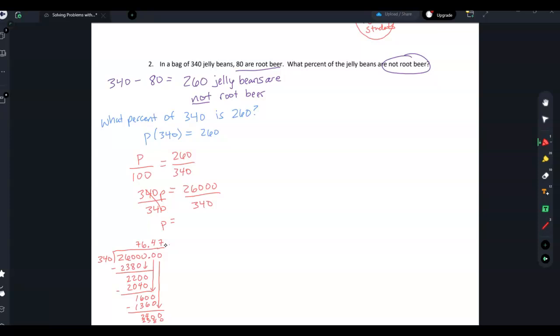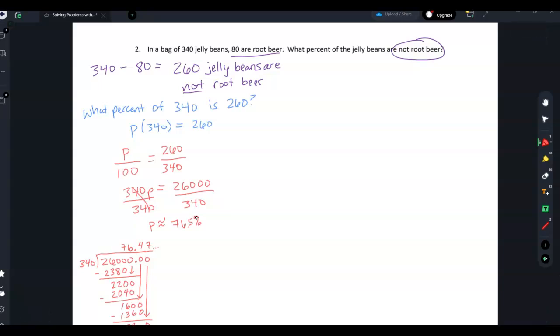So I know that this number keeps going. It doesn't repeat as far as I can tell, but I'm just going to round it. Since I've only gone out to the hundredths place, if I'm going to round, I would round to the tenths place. So that 7's going to bump that up. So I'm going to say that this is about 76.5%. There's about 76.5% that are not root beer.